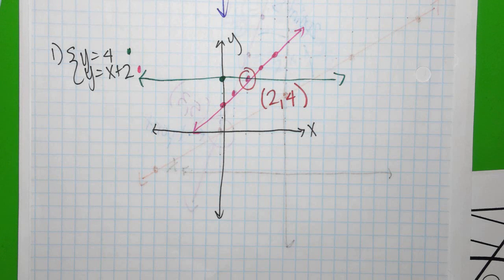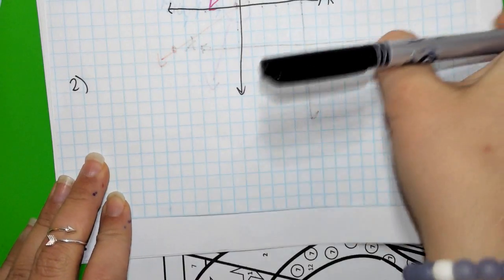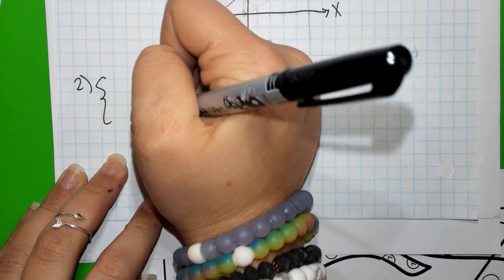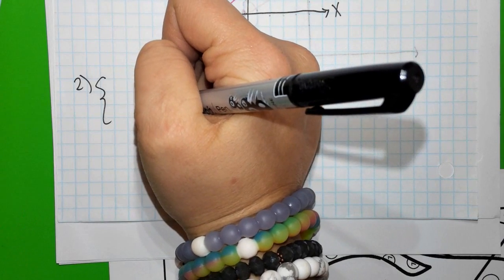Alright, number 2. You're going to do without me. And if your whole table gets it right, you get a point.